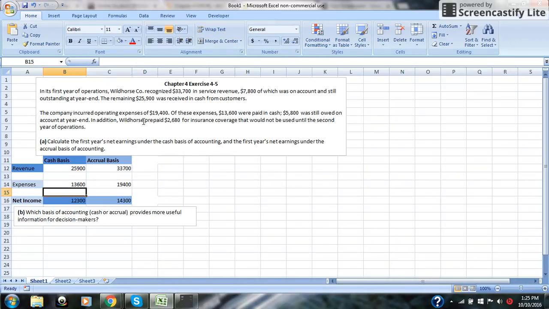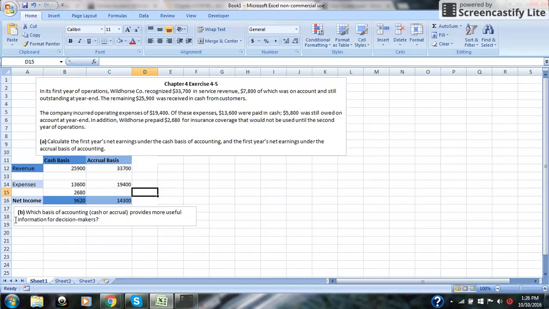And then since cash exchanged hands here with the $2,680, that would be included in the cash basis because the expense was paid during that year. So we put in our $2,680 there. So our net income on a cash basis is $9,620.